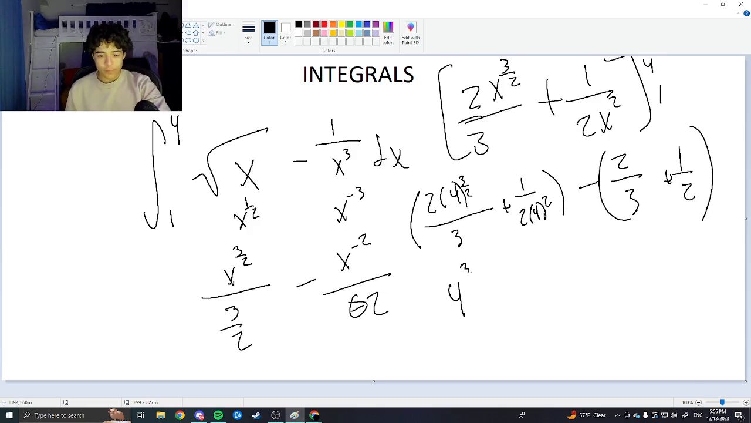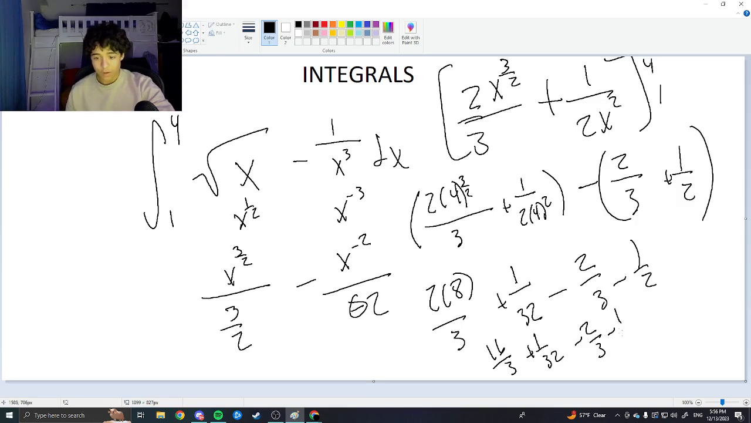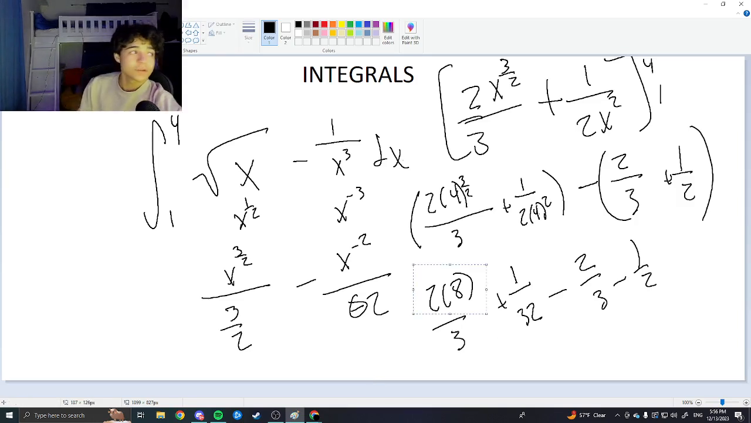4 to the power of 3 over 2 is the same thing as the square root of 4 to the power of 3, which is 2 to the power of 3. So we can rewrite that as 8. So we have 2 times 8 over 3 plus 1 over 4 squared is 16. 16 times 2 is 32, minus 2 over 3. And let's distribute this minus to here as well. So we'll have minus 1 over 2. We're left with 16 over 3 plus 1 over 32 minus 2 over 3 minus 1 over 2. We can rewrite this 2 times 8 over here as 16.